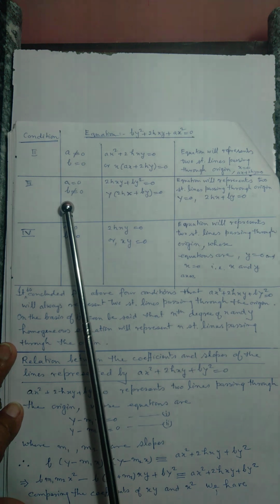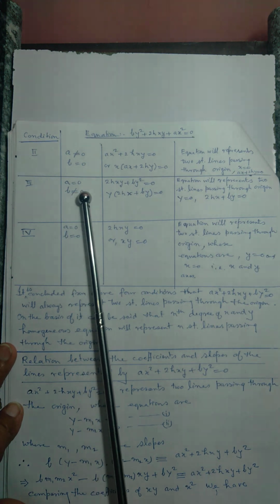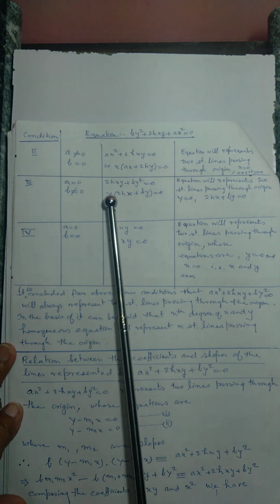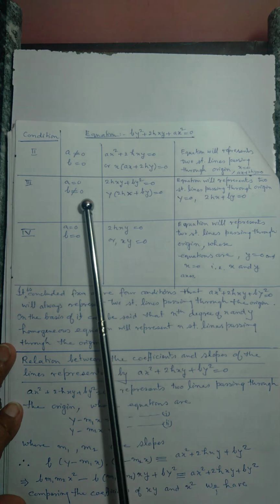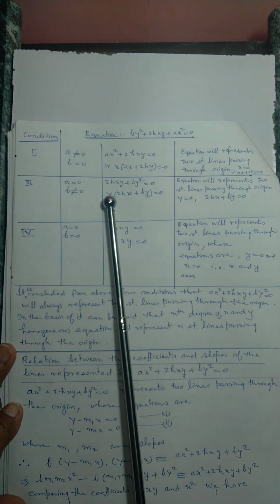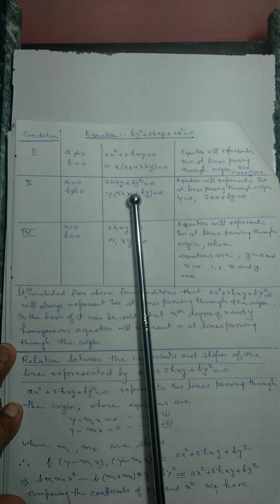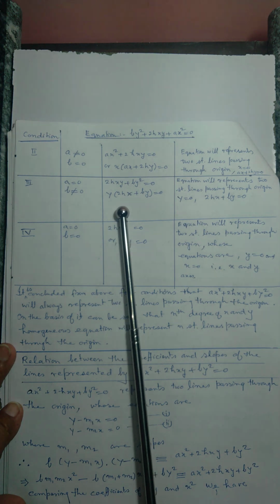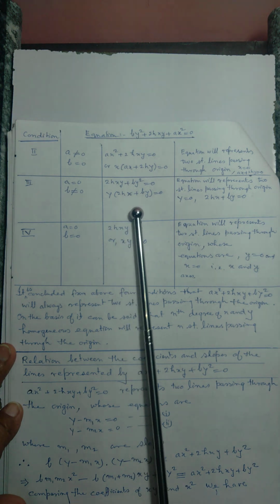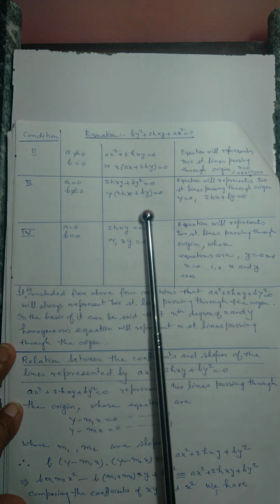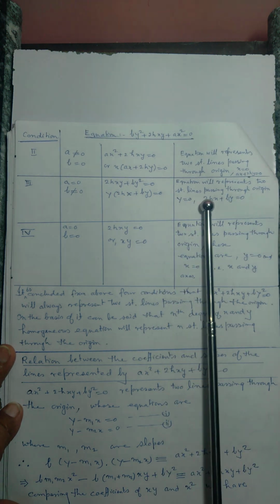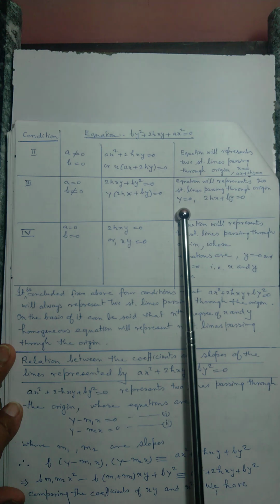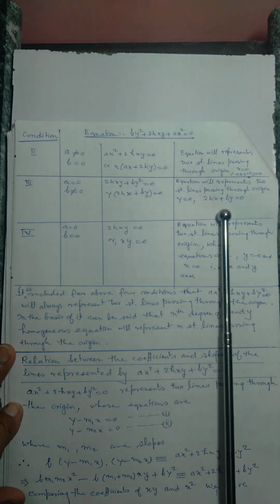Now the third condition is a is equal to 0, b is not equal to 0. So the x² term will vanish because a is equal to 0. So 2hxy + by² = 0. At that time take y common. So you will get 2hx + by in the second bracket. The equation will represent two straight lines passing through the origin, y = 0 and 2hx + by = 0.